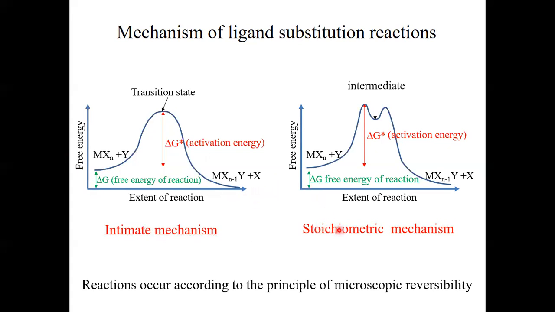Okay, for the stoichiometric mechanism, the free energy of the reactant is defined the same way, but now the activation energy is the energy between the first maximum here on the reaction coordinate and the free energy of the products. Okay.